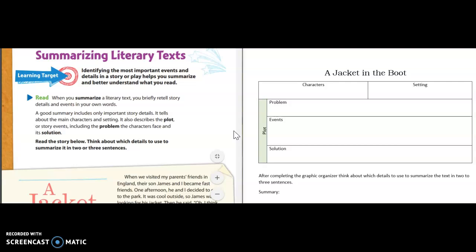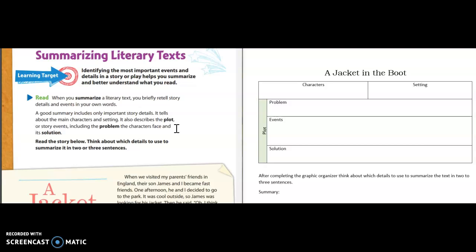Summarizing literary text. Earlier in the year, we did focus on summarizing informational or nonfiction text, and today we're going to switch back to fiction or literature. Sometimes as readers, we are asked to summarize a text, which we know means that we're going to briefly retell the story details and events using our own words. And we might think to ourselves, why do we do this? Or what's the purpose for summarizing a text?